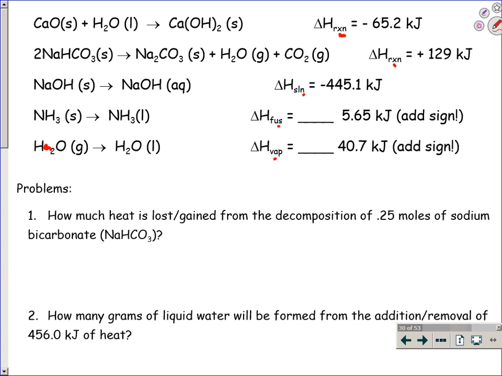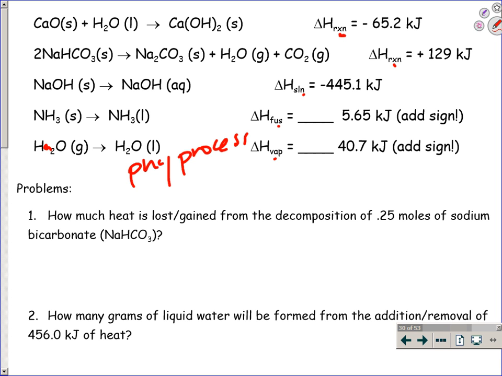Where is that little negative supposed to be? Is this a chemical reaction? No, because it's water gas going to water liquid. So what's it really trying to show you? Phase change. So it's trying to say this is a physical process that's not truly a chemical reaction. But hey, energy is still exchanged. Energy is going to be transferred.